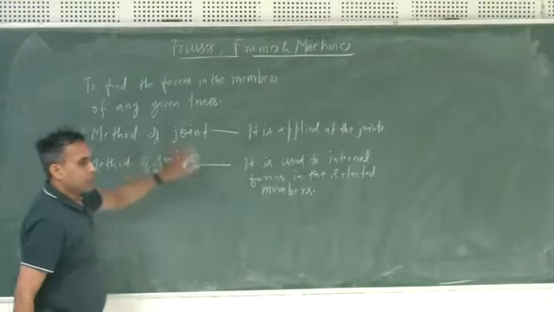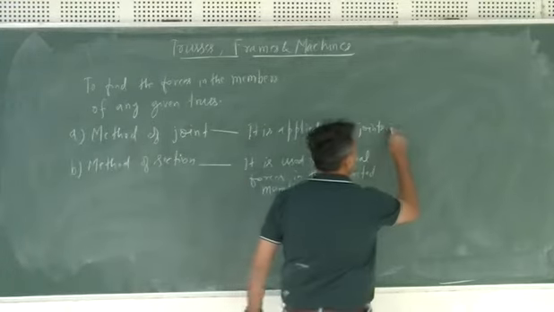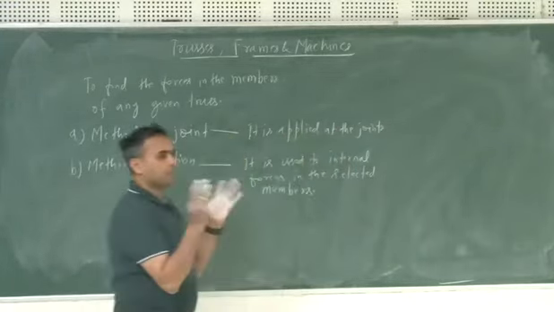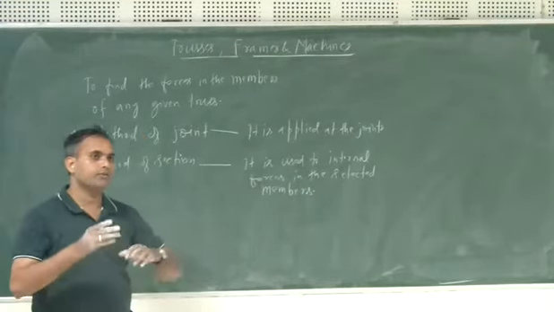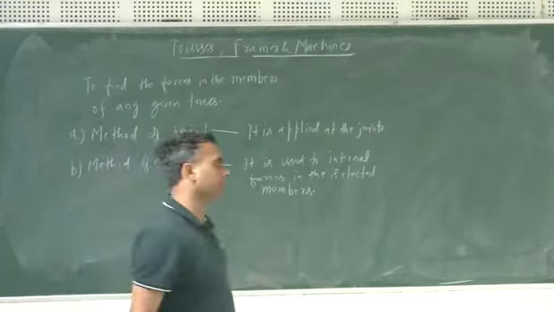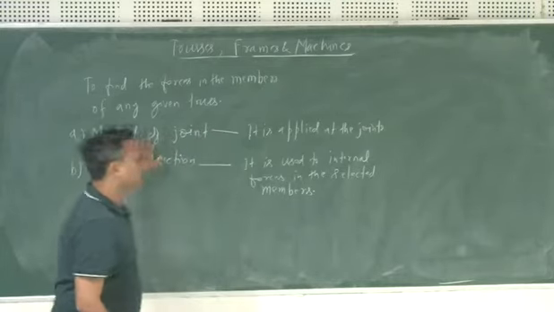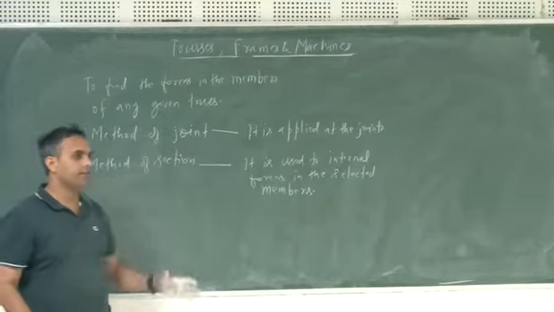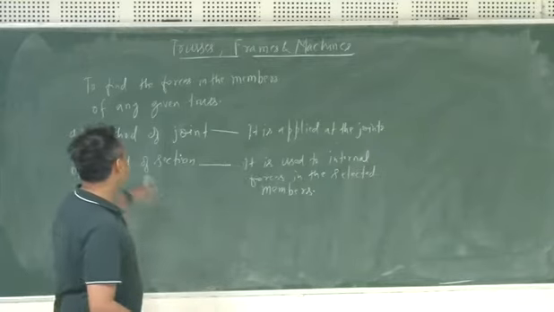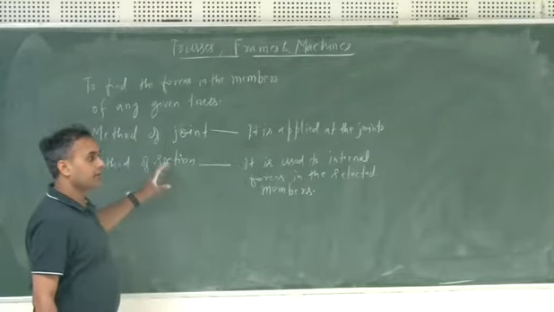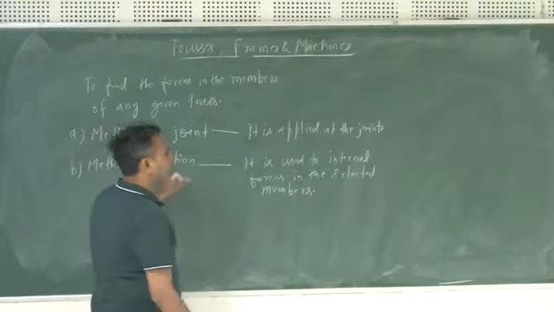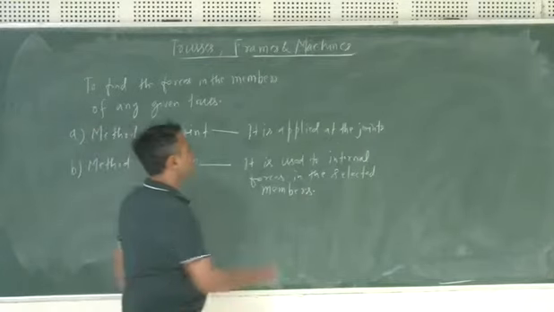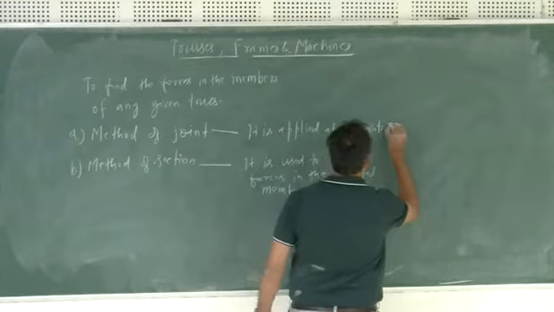So in the method of joints, generally when a truss system is small, the number of members is less. If you have to find the forces in all the members, this is used when the truss size is small. When the truss is big and you have to find the forces in selected members, then you can use the method of section. What do you really do with method of section?